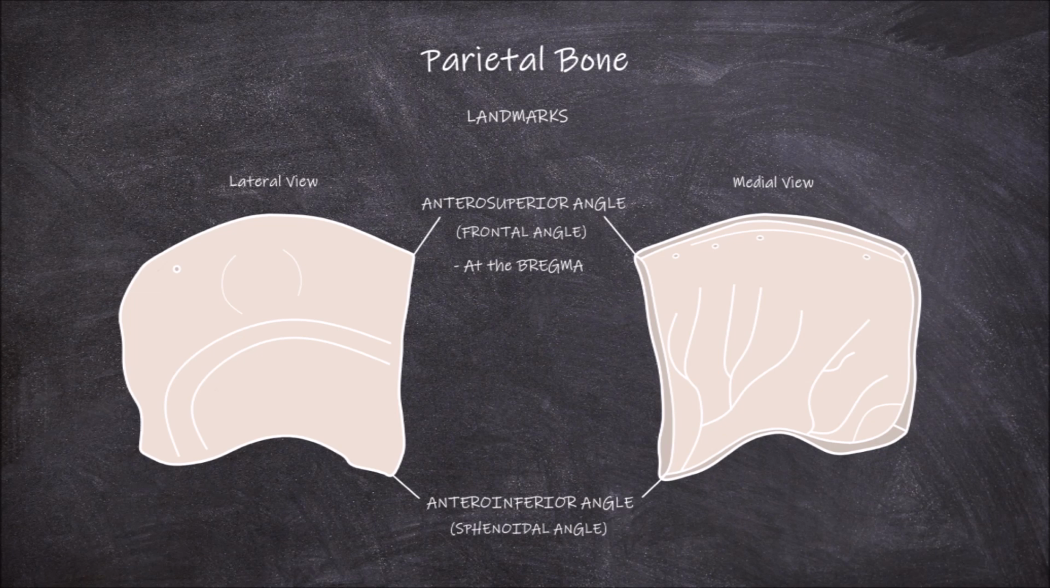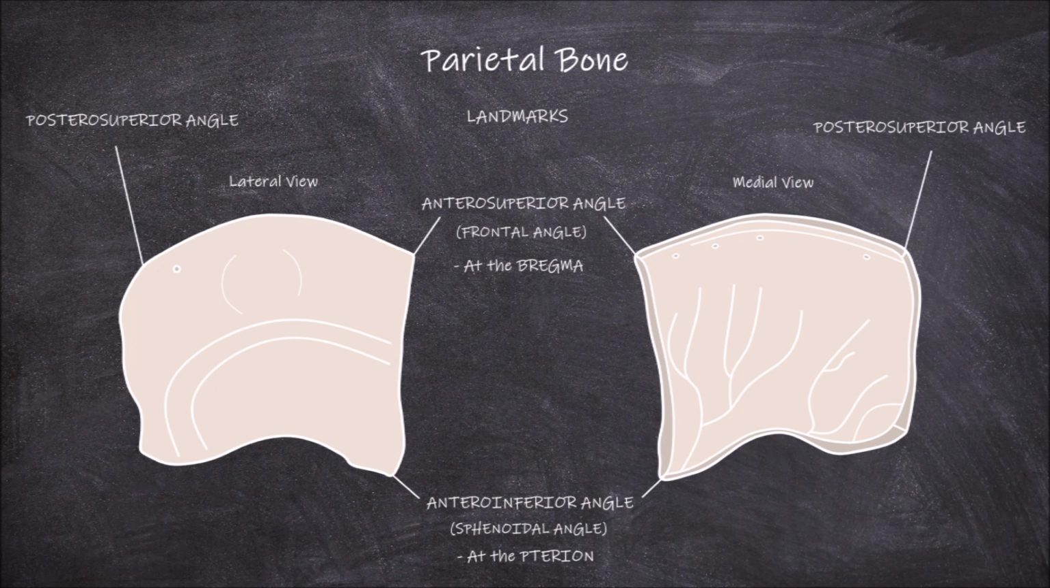The second angle is the antero-inferior angle, also known as the sphenoidal angle. This angle is formed by the junction of the frontal border and the squamosal border. This angle is found at the pterion, which is the area of the skull where four bones meet: the parietal bone, the frontal bone, the sphenoid bone, and the temporal bone.